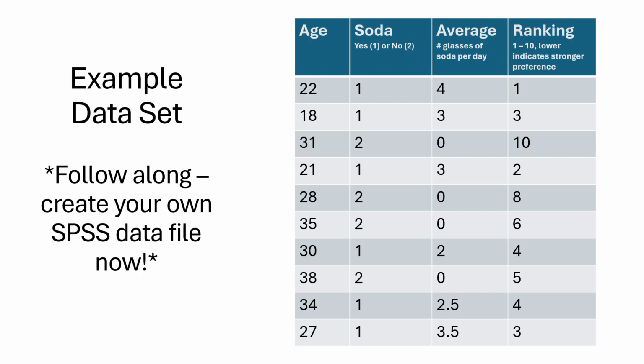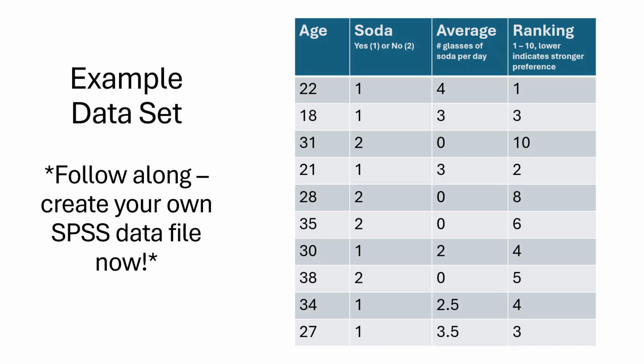So here's my example data set. We are going to be conducting a point biserial correlation, which means we need one nominal dichotomous variable. Dichotomous means two levels. So our nominal dichotomous variable is going to be whether or not someone drinks soda. That was a yes or no. It's the second column shown in this table. There's ones and twos, and ones means someone who does drink soda, and two is someone who does not drink soda. So that's the nominal dichotomous variable.